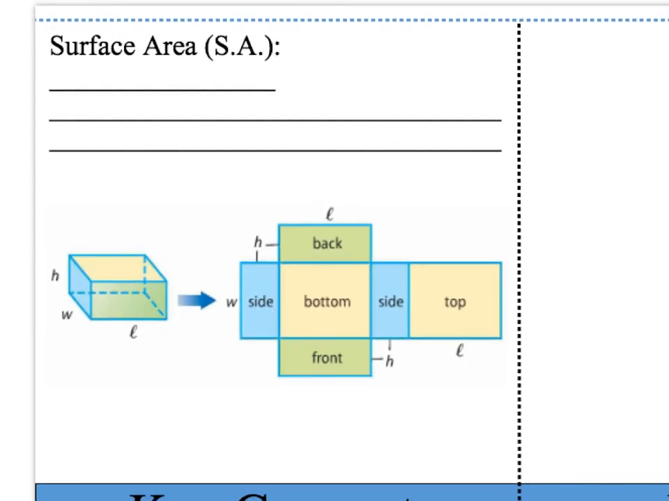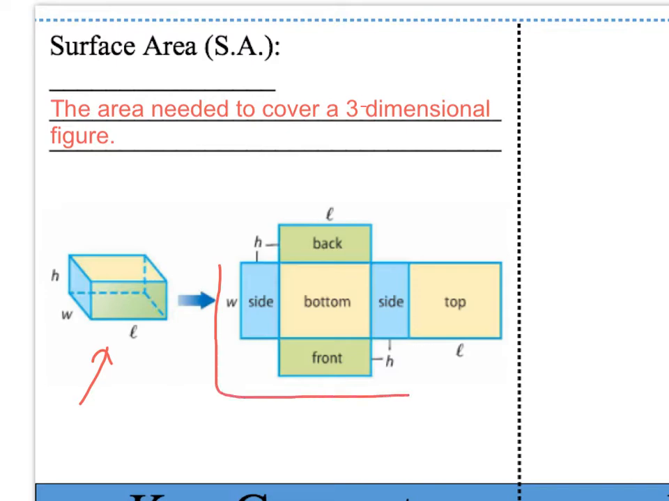Our first vocabulary word is called surface area. And surface area means the area needed to cover a three-dimensional figure. So if we look at this little image right here, this is a three-dimensional figure. We can unwrap the three-dimensional figure to get this figure right here.